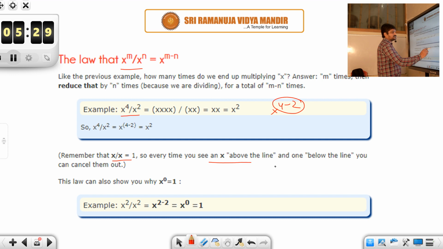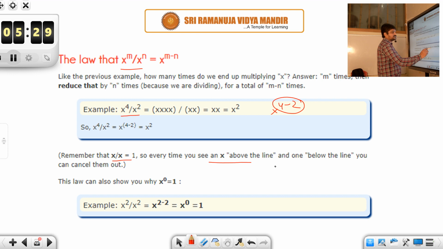So this law also shows you why x power 0 is 1. Why? Because see, x power m by x power m, what is this? You could write this as x power m minus m. But what is x power m minus m? That is x power 0. But clearly you could see that these two would get cancelled and you will be getting 1.